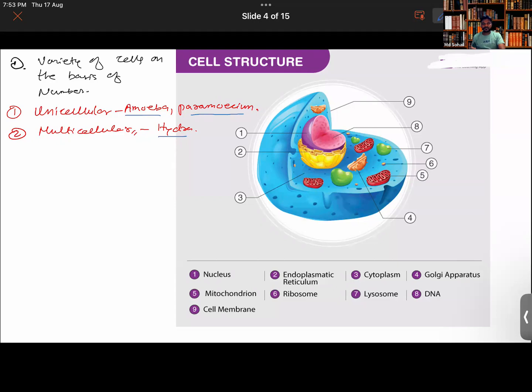Some of these animals are multicellular. Humans are also multicellular. Getting it, guys? So you see that multicellular organisms that have billions of cells initially started their life as a single cell. We humans also started our journey as a single cell, right?